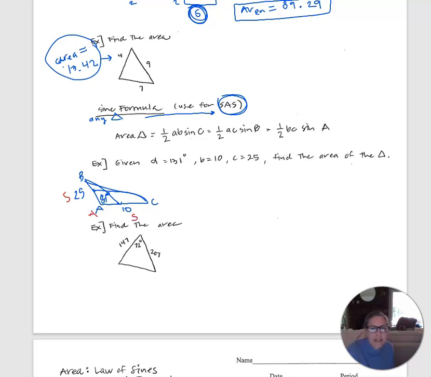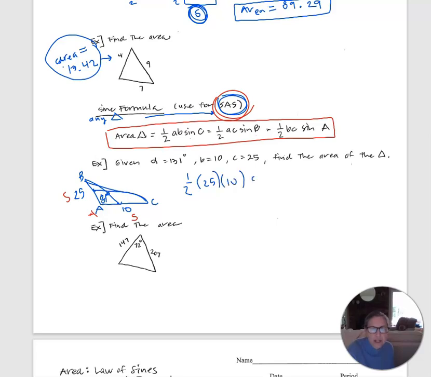Now, I didn't draw my picture great, but we have a side, and then we have an angle, and then we have a side. If you have side, angle, side, you're going to use one of these area formulas. Now, to be honest, they're all the same, so don't get bogged down in memorizing a bunch of formulas. We're going to take half of the sides, which are 25 and 10, and then we're going to take the sine of the angle in between, which is 131 degrees. Make sure you are in degree mode because this is a degree. So we'll put this in our calculator. Half of 25 times 10 times the sine of 131.